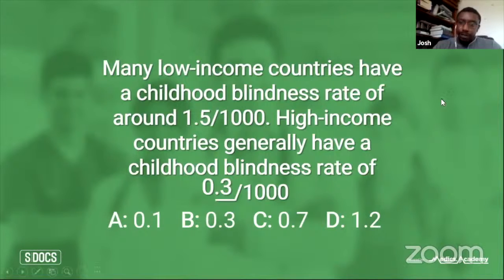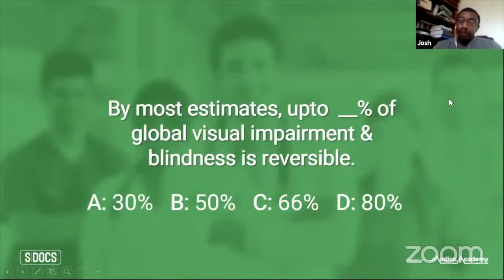Countries and childhood blindness. Finally, maybe the most important statistic to truly understand global health ophthalmology, why we intervene in global health ophthalmology, is this statistic. By most estimates, up to blank percentage of global visual impairment and blindness is reversible. 30%, 50%, 66%, or 80%. So the answer for this one is 80%.